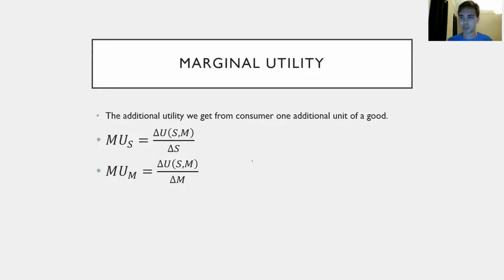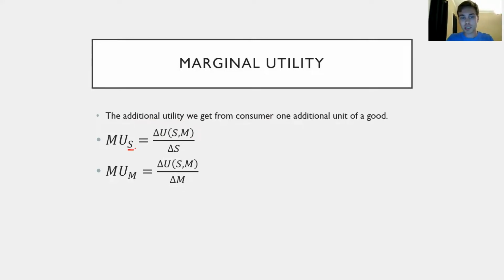Now, since we're economists and we think at the margin, we're going to want to think about what marginal utility is. And so marginal, again, is the additional, right? So we're thinking about the additional utility we get from consuming one additional unit of a good. And so we can write the marginal utility of a Skittle. I'm picking Skittles again because that's the utility function I'm writing.